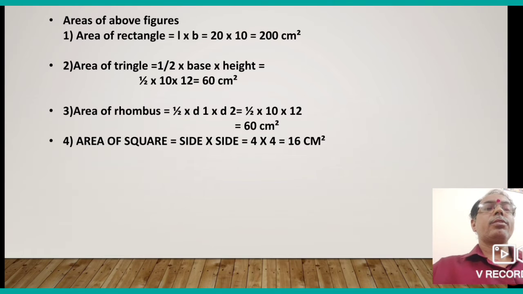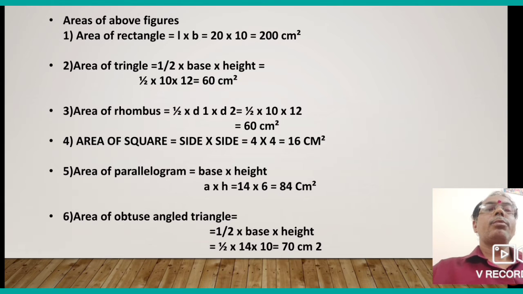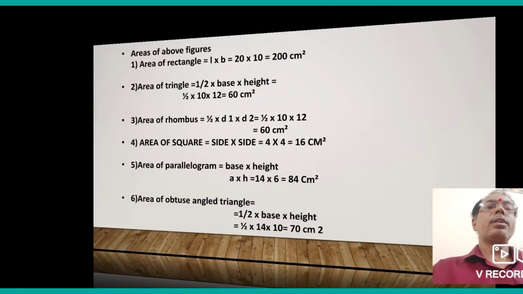Area of a square is side into side, that is 4 into 4 cm square, that is equal to 16 cm square. And then area of parallelogram, base into height, that is A into H, 14 into 6, that is equal to 84 cm square. Area of obtuse angle triangle, half into base into height, half into 14 into 10, so 2 ones are 2, 7 tens are 70 cm square.